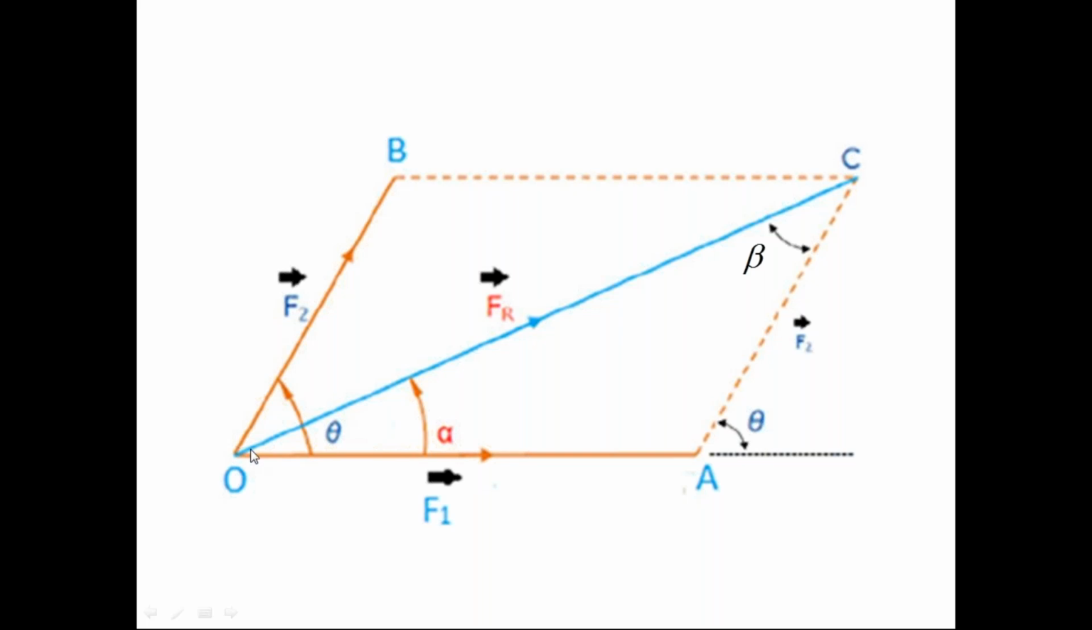Then this diagonal passing through point O, that is OC, is the resultant force of F1 bar, F2 bar, that is FR bar. Measure the length of this diagonal OC. This is the arrow of this resultant force. Then this length of the diagonal OC is the magnitude of resultant force FR. So this diagonal OC bar passes through this point O. What is that point O? It is the common point of the forces F1 bar, F2 bar.